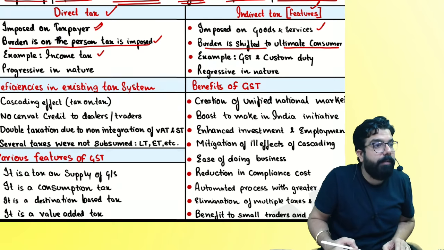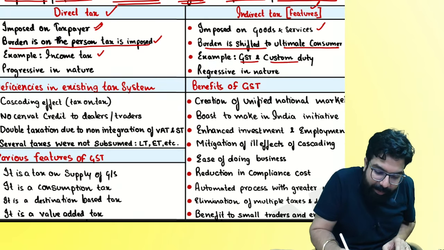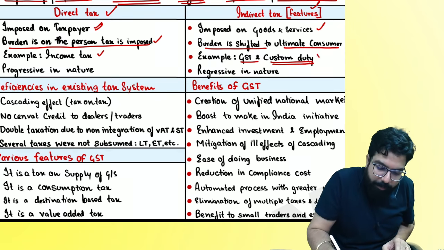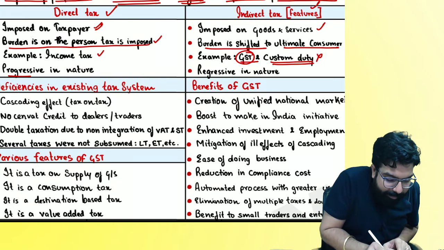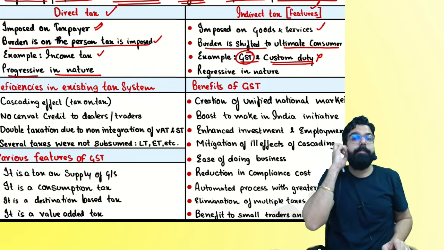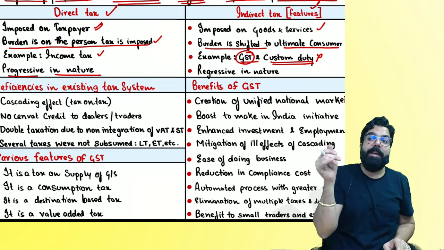Direct tax is income tax. Indirect tax is GST and custom duty, we'll learn in CA final. We'll be learning now what, everyone? Direct tax is progressive in nature. What is progressive? Can you tell me the slab rate, everyone?